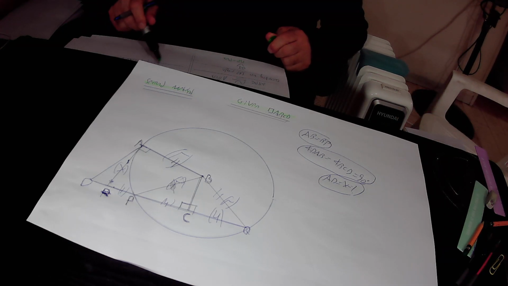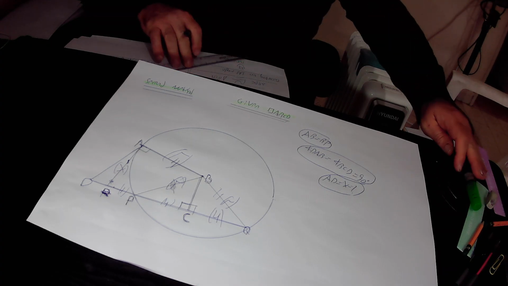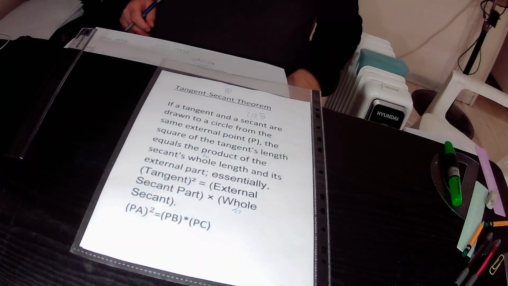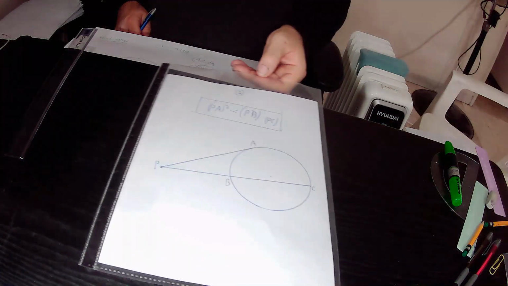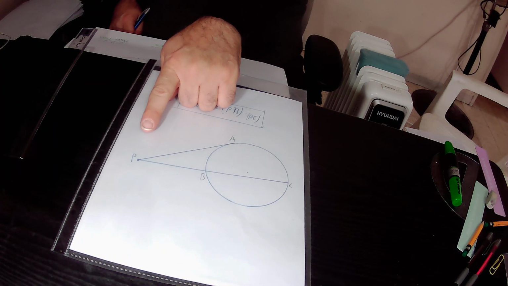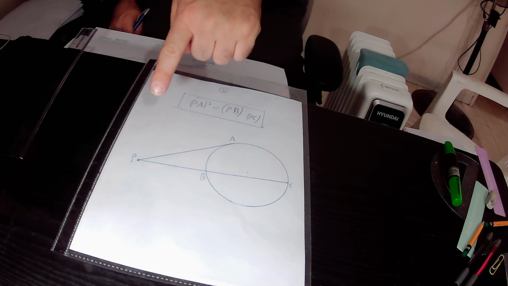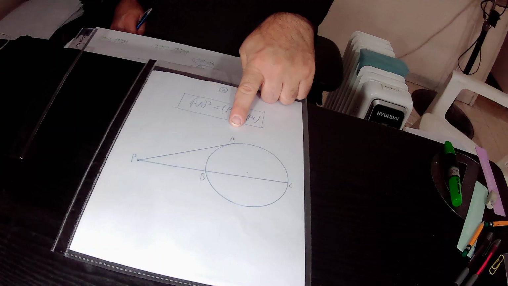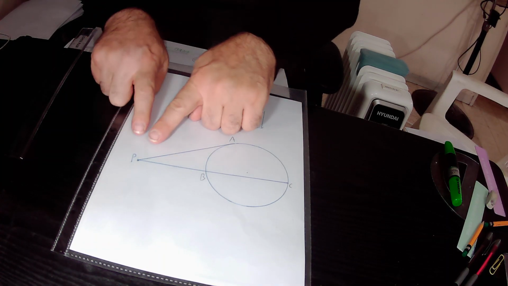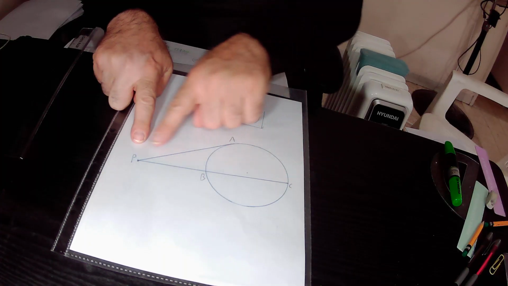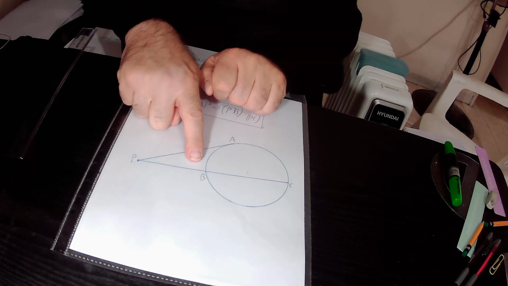So, a quick repeat on the tangent secant theorem. According to the tangent secant theorem, if a tangent and a secant are drawn to a circle from the same external point, point P, this is the common external point, point P. From this common external point P, we have tangent PA that is tangent to this circle at point A. Likewise, we have secant PC. Secant PC cuts the circle at those 2 points B and C.